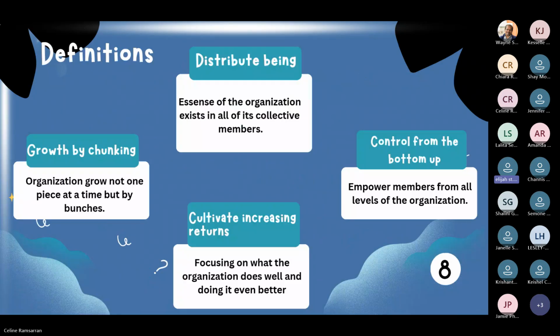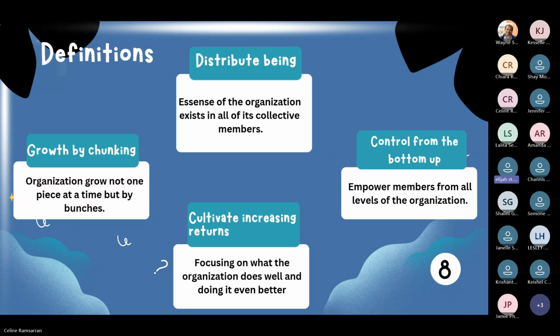So in the next slide, we will dive deeper into these different principles. We'll start off with distribute being. In essence, distribute being means the organization exists in all its collective members, right? So this states that the organization is its members itself, like the members of the organization give it its purpose, right?